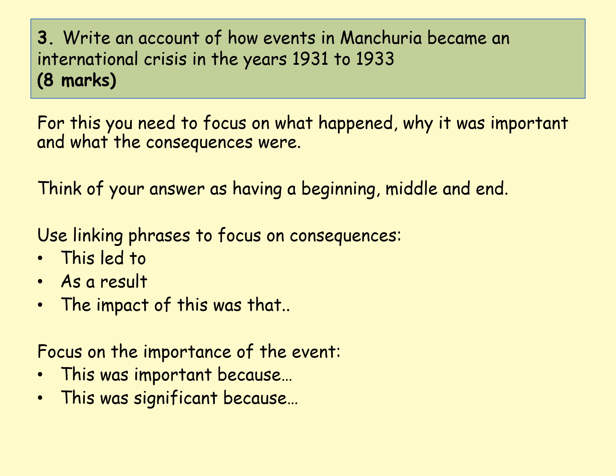So question 3 is a write an account question. You would have 12 minutes to answer this question. The question is: write an account of how events in Manchuria became an international crisis in the years 1931 to 1933.